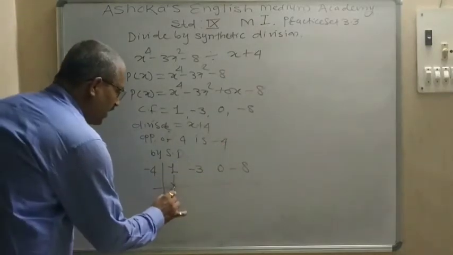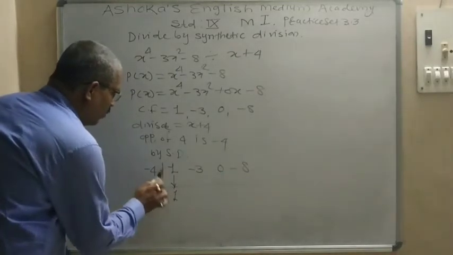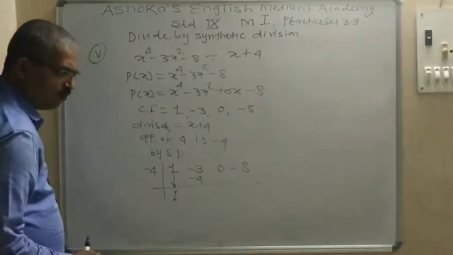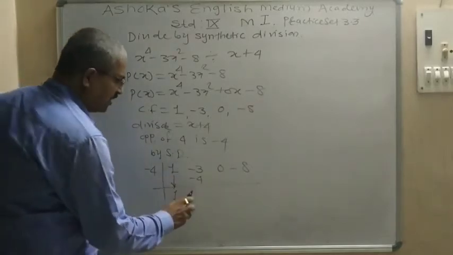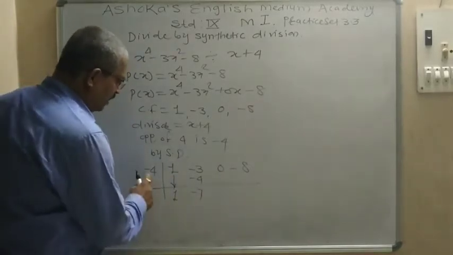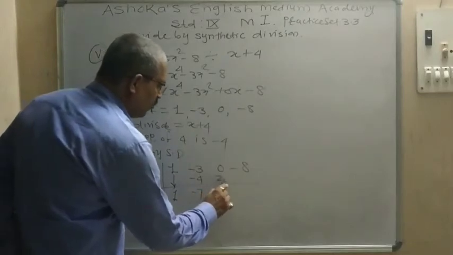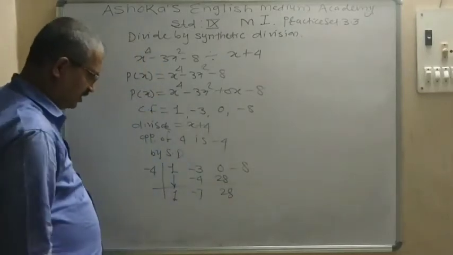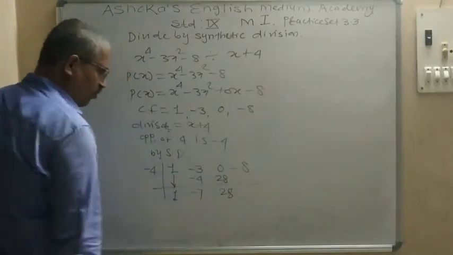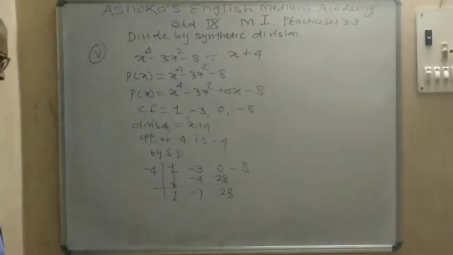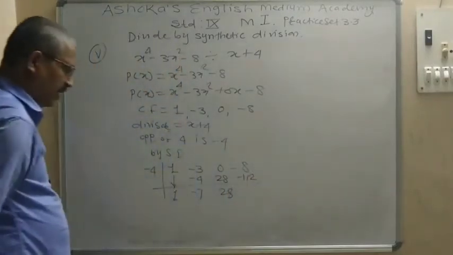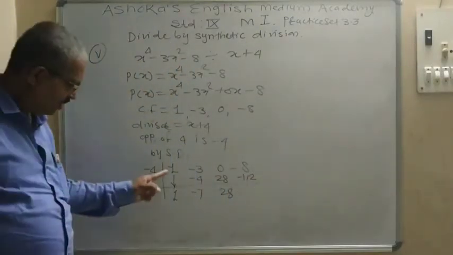This 1 comes as it is, 1. 1 into minus 4, minus 4. Minus 3 plus minus 4, minus 7. 7 fours are positive 28. So here it is 28 as it is. 28 fours are 112, negative 112.